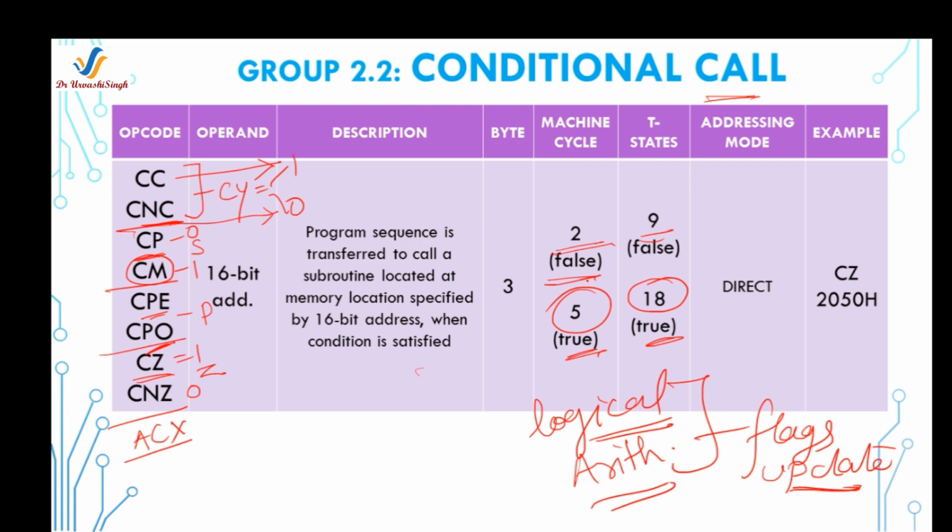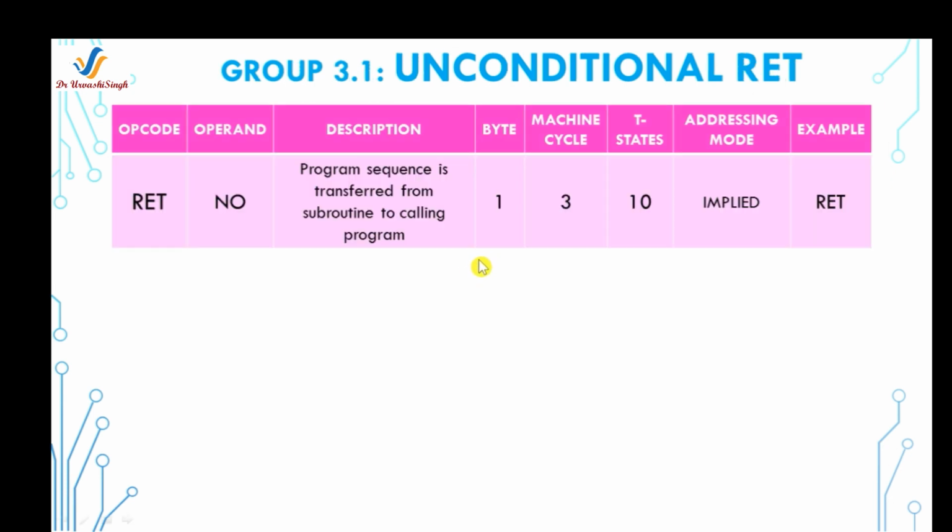Now moving ahead, I told you that all call instructions must be accompanied with return instructions. So these return instructions are written into the subroutines to return back into the calling program. So let's see the first return instruction. It is unconditional, meaning no condition is specified for returning from the subroutine to the main program, and it requires 3 machine cycles and 10 T states.